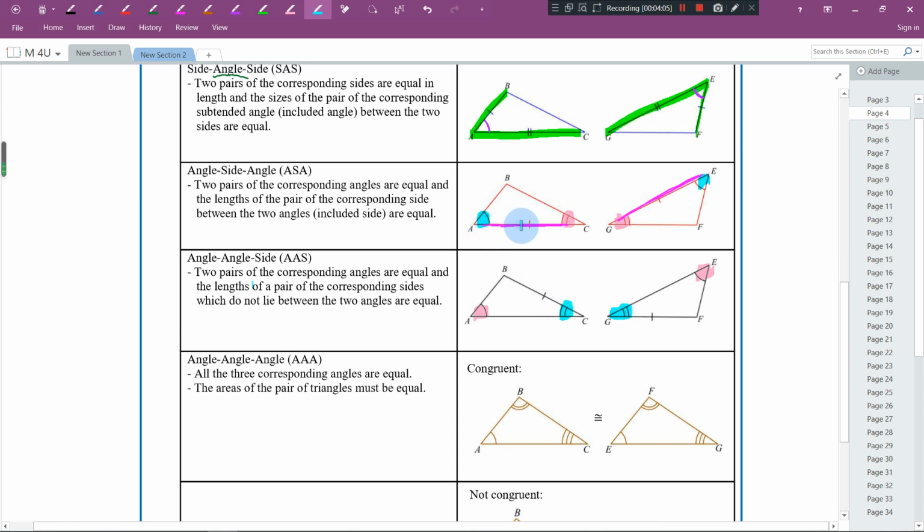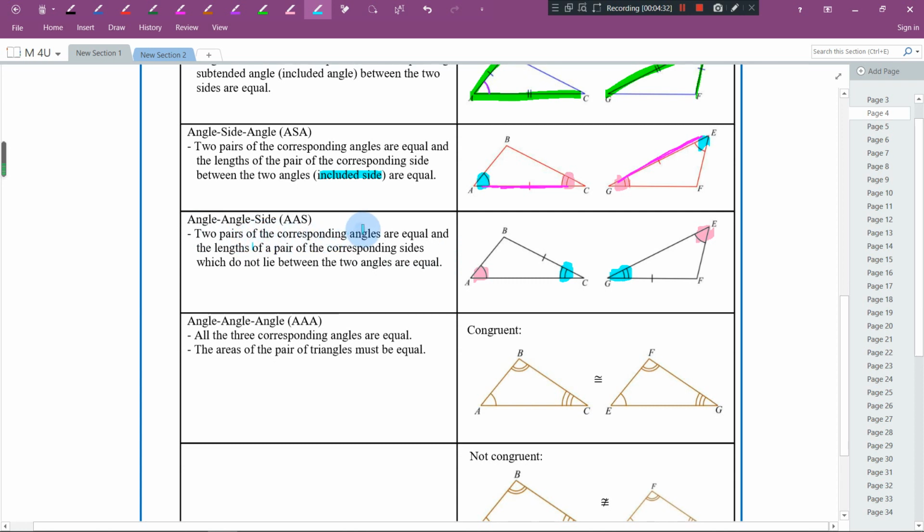This is angle, side, angle. This side is located between the two angles which we know their size. This side we call the included side. In this case, this is not an included side. So this is angle, angle, side. And this one is angle, side, angle. Okay, just be more careful, don't mix up these two.